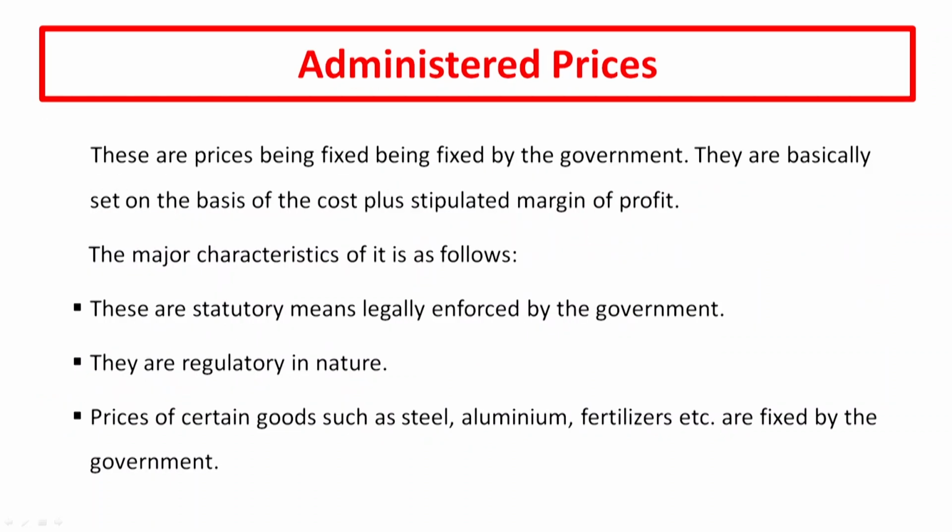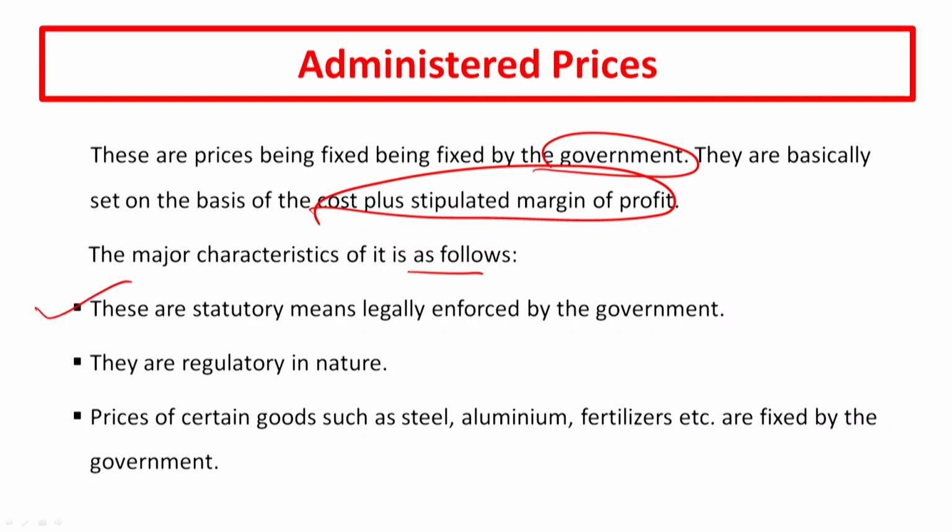Finally, administered prices. These are prices being fixed by government here. The prices are normally fixed by government. These are basically set on the basis of cost plus a stipulated margin of profit, as we have discussed in the initial PPTs. The basic characteristic of it is as follows.